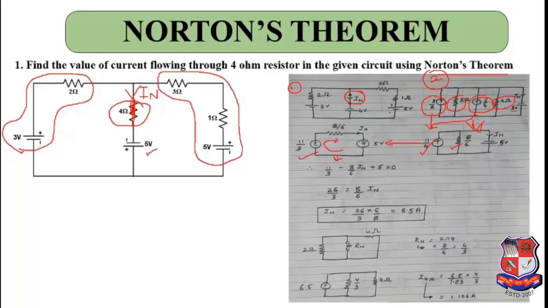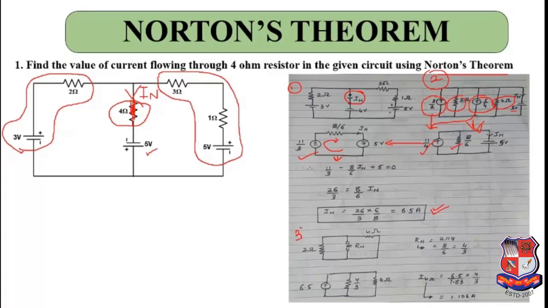So you will come over here. So it will be 11 by 3 minus 8 by 6 into IN, plus 5 volts equals 0. So from this you will be solving and you will get Norton's current to be 6.5 ampere. Okay. Now you already know, so this is your whole second step.